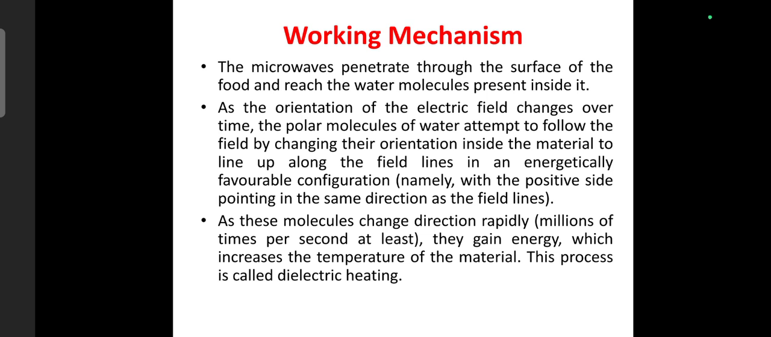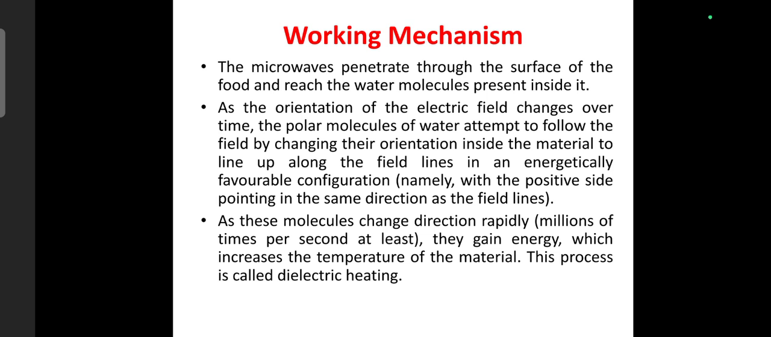Now let us discuss the working mechanism of a microwave oven. When the oven is switched on, the magnetron generates microwave radiation. These microwaves enter the cooking chamber through the waveguide. The microwaves penetrate the food and interact with polar molecules, especially water molecules. Because water molecules have opposite, that is positive and negative, ends, they continuously attempt to align themselves with the rapidly changing electric field of the microwave waves.